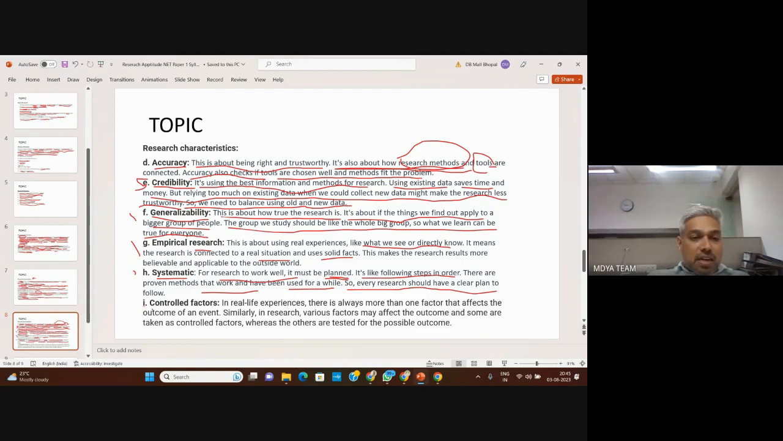Ninth characteristic, controlled factors. In real life experience, there is always more than one factor that affects the outcome of an event. Similarly, in research, various factors may affect the outcome, and some are taken as controlled factors, whereas the others are tested for the possible outcome. So this is what controlled factors are about.